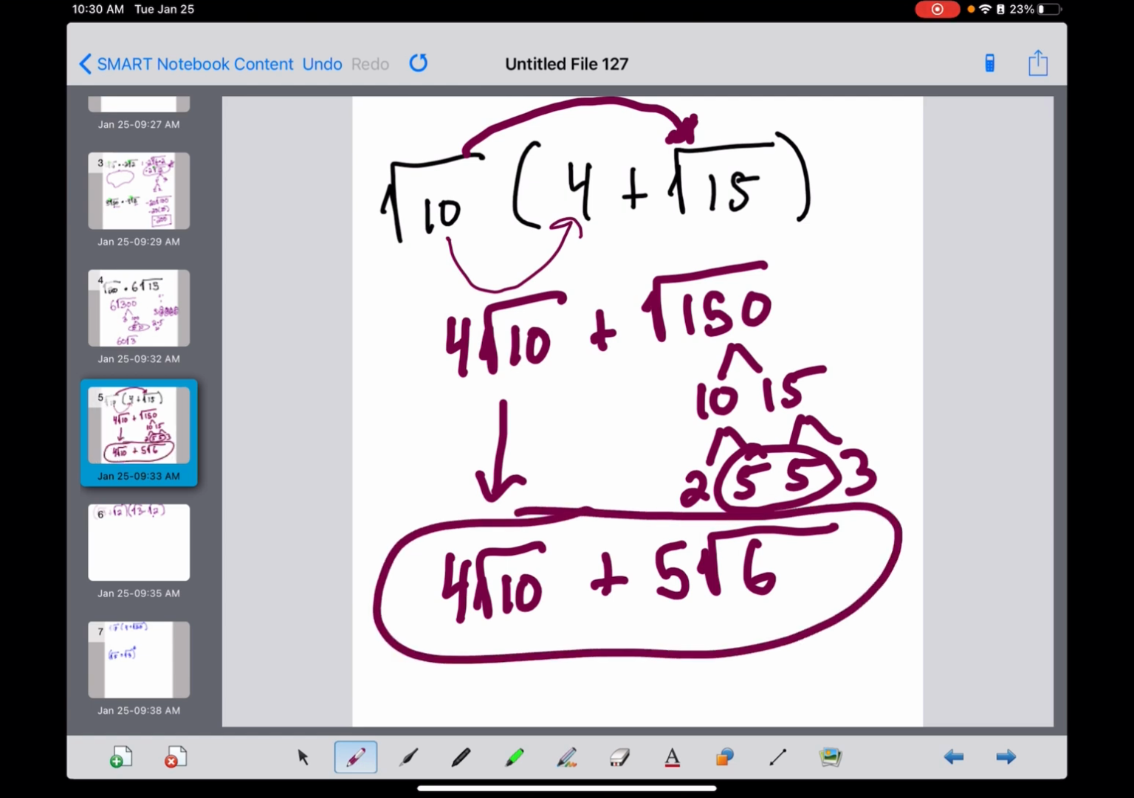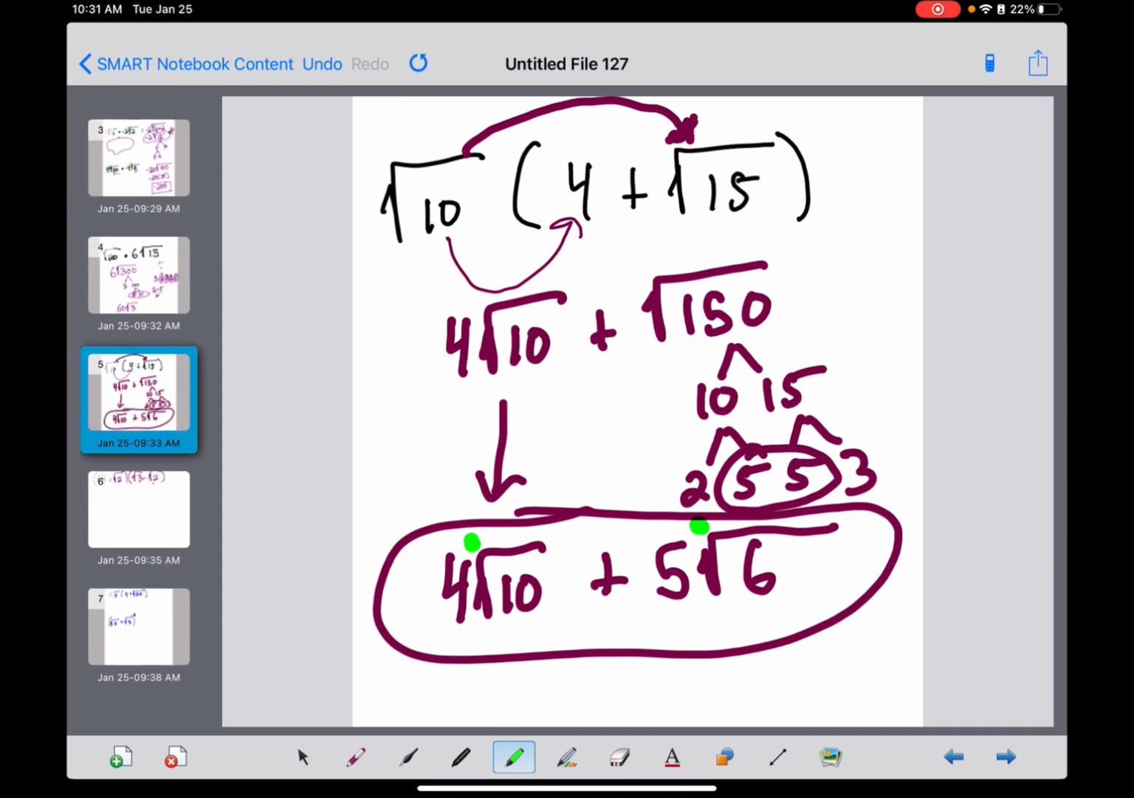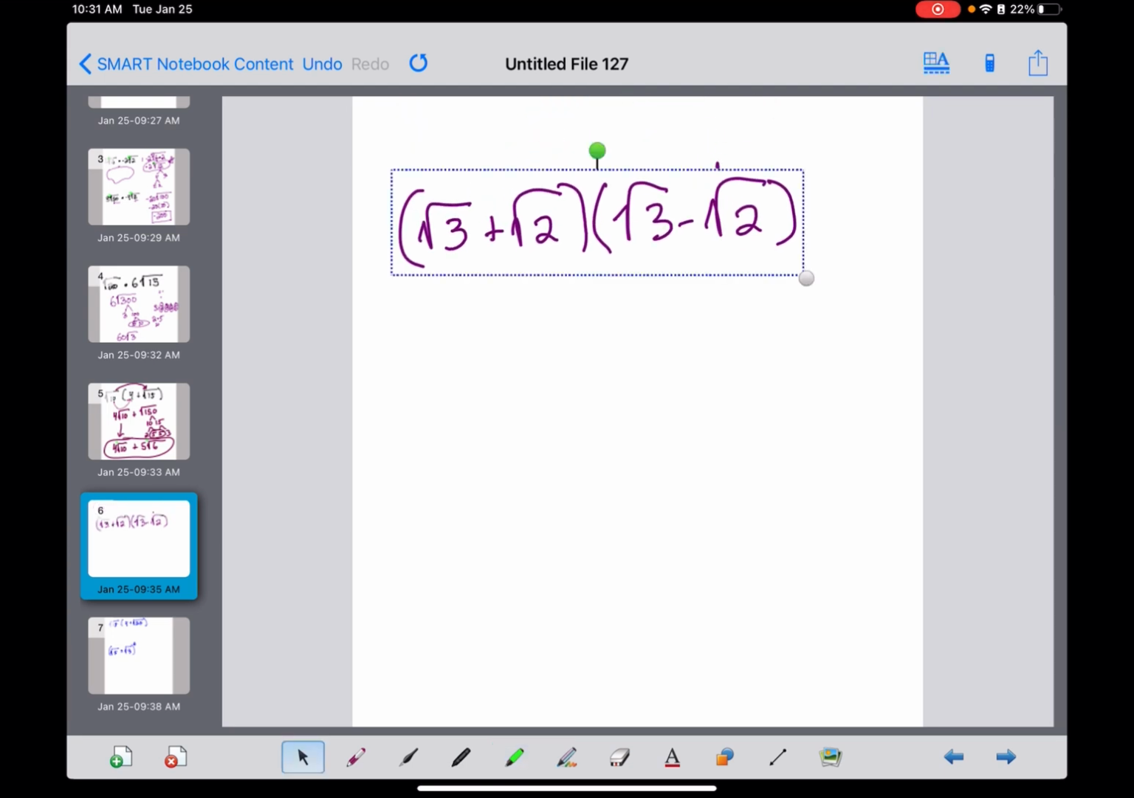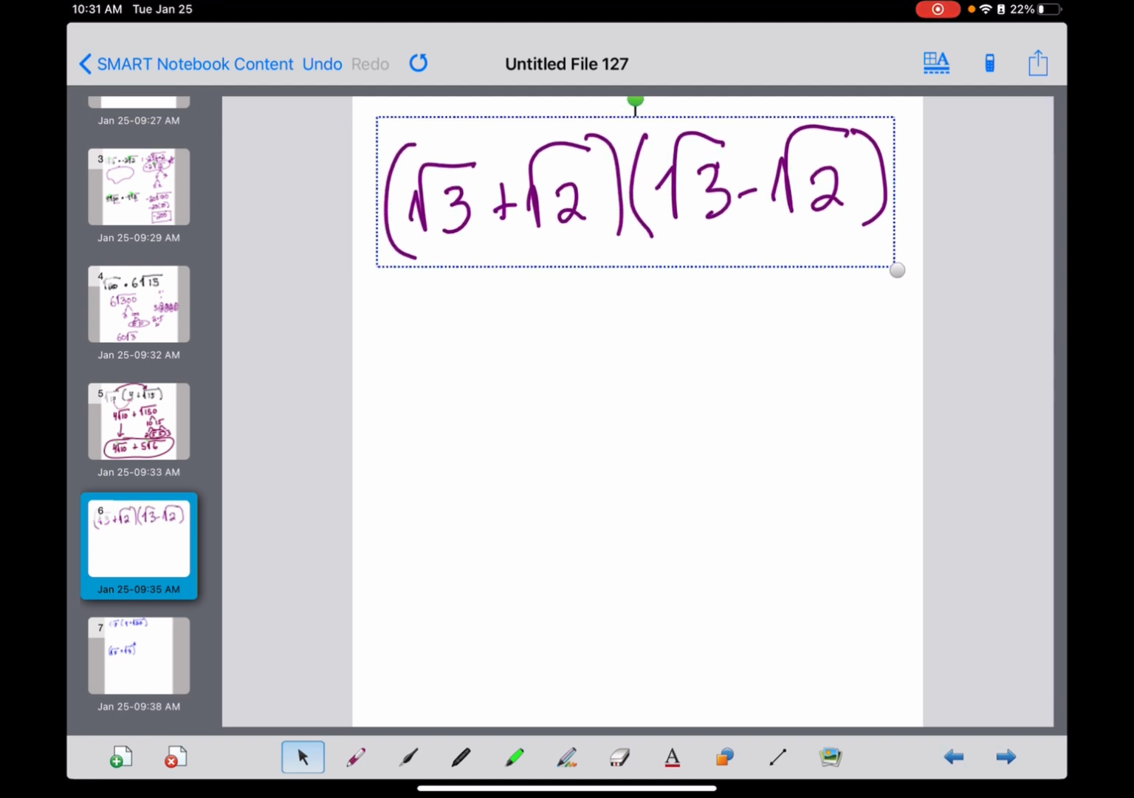We can't add them together. Remember, they not only have to have the same index, but they have to have the same radicand as well, and they don't. So that is your solution. 4 radical 10 plus 5 radical 6. But again, it's following those rules that we have for multiplication. We have to distribute. Well, there's more rules. What happens if you multiply 2 binomials together? And we'll do this one together. So we've got the square root of 3 plus 2 times the square root of 3 minus 2.